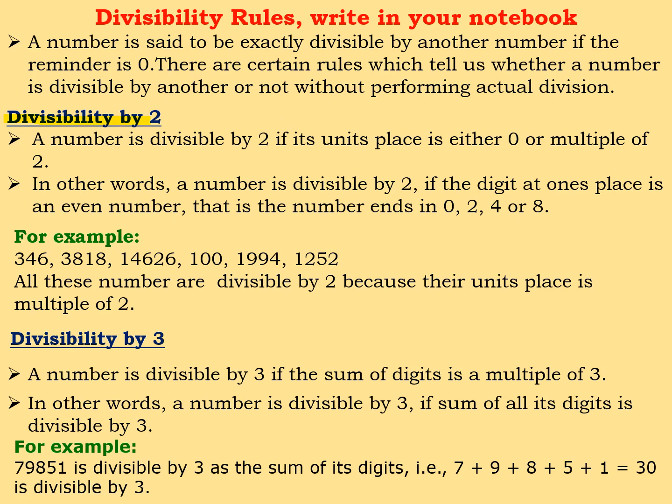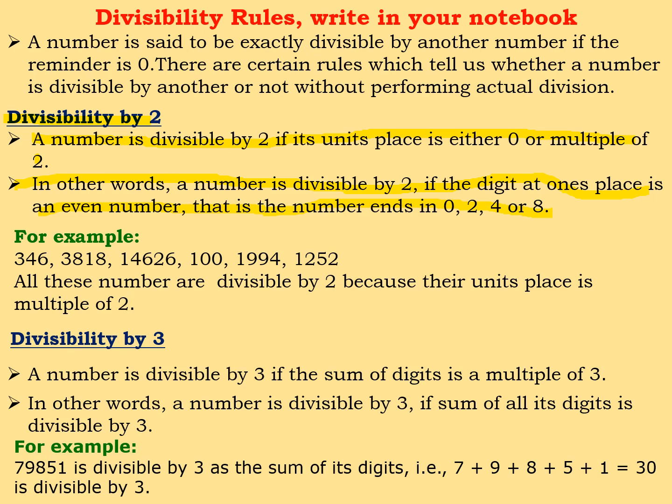For 2 it is very easy. A number is divisible by 2 if its units place is either 0 or a multiple of 2. In other words, a number is divisible by 2 if the digit at one's place is an even number, that is 0, 2, 4, 6, 8. 6 is not here, 6 should also come. Okay, so how to tell whether a number is divisible by 2 or not?